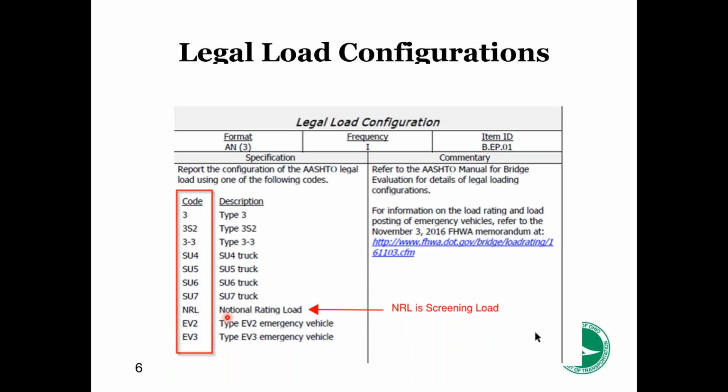This load, according to AASHTO, is only used to screen your bridges. So you analyze the bridge for this NRL load. If the bridge passes this NRL load or the rating factor is 1 or more, AASHTO says that you don't need to analyze for SU4, SU5, SU6, and SU7, which are special hauling vehicles. Since we have already included special hauling vehicles SU4, SU5, SU6, and SU7 in our set of rating vehicles, we don't need to use this NRL, which is a screening load. So I will exclude that one from our list.